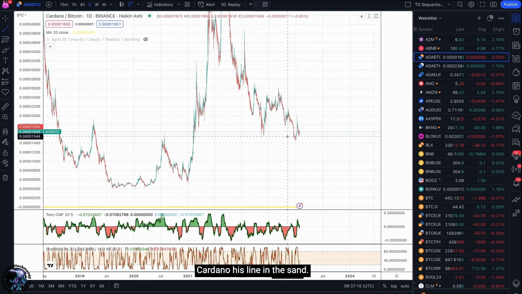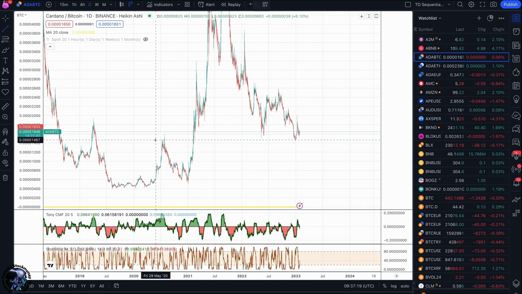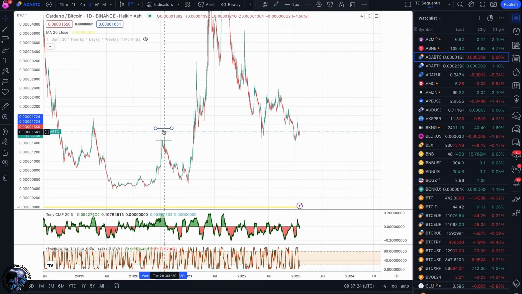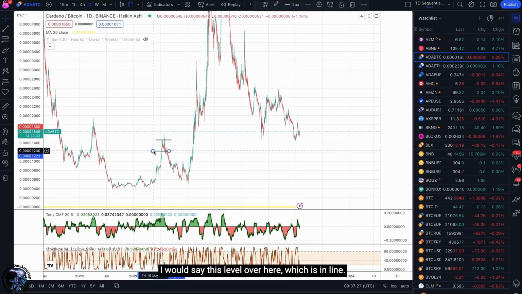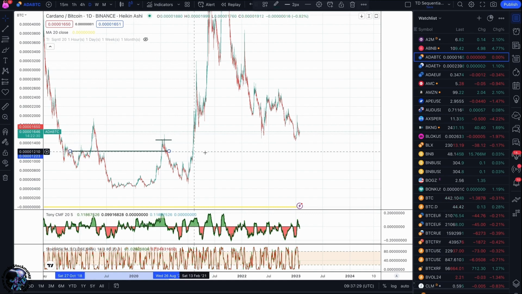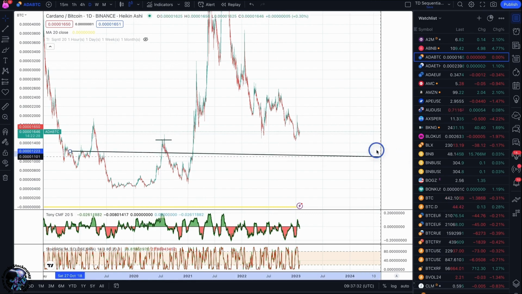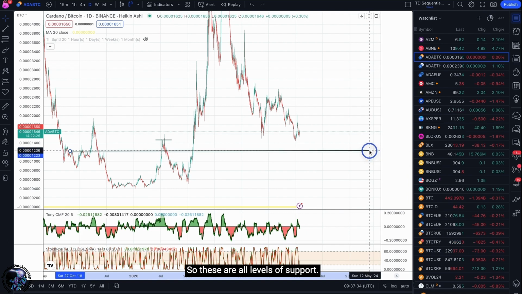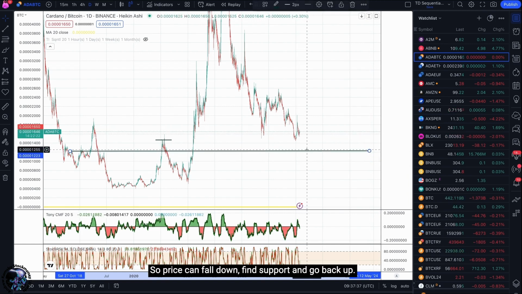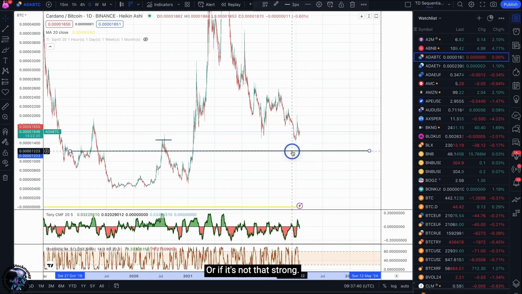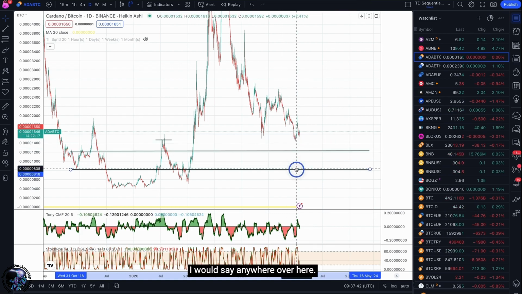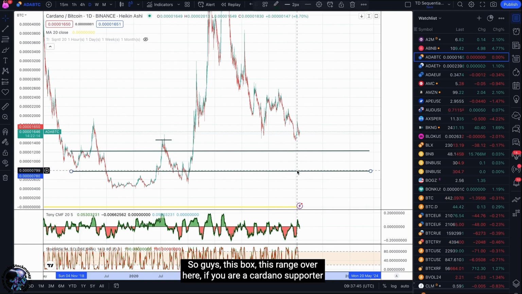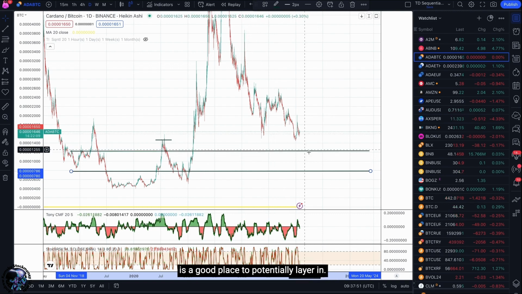Cardano's line in the sand is this high over here. I would say this level over here, which is in line with this area. So these are all levels of support. So price can fall down, find support, and go back up. Or if it's not that strong, I would say anywhere over here. So guys, this box, this range over here, if you are a Cardano supporter, is a good place to potentially layer in.